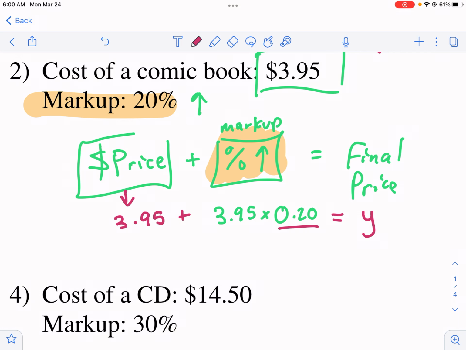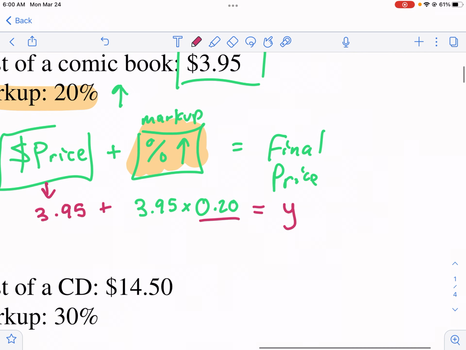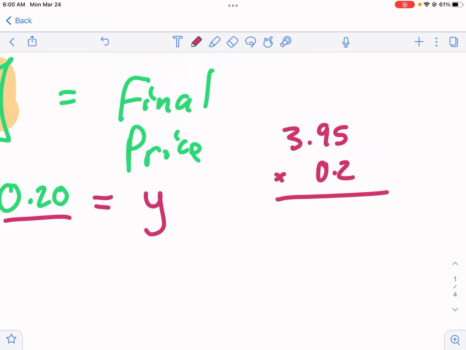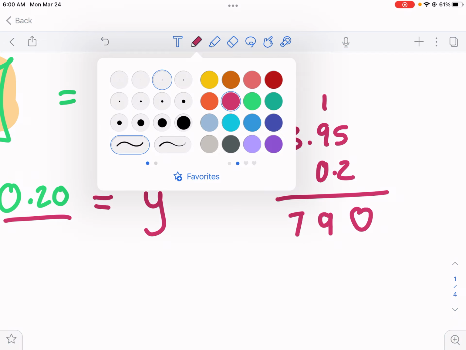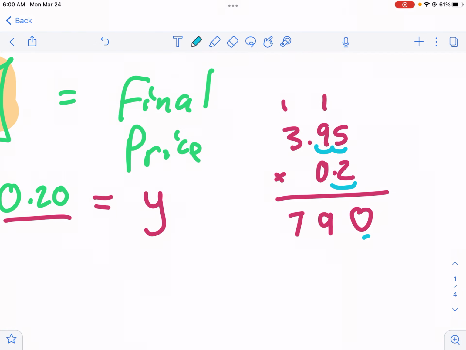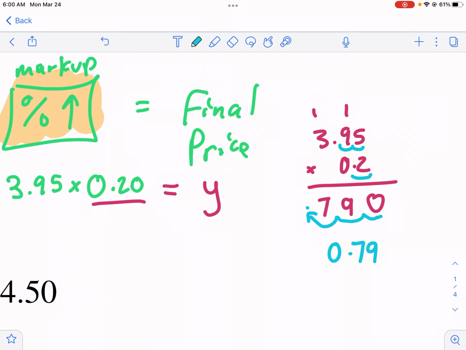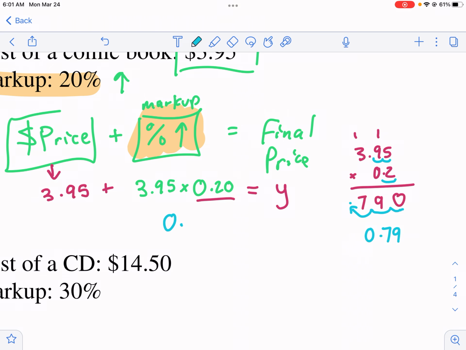Probably the trickiest and most essential part of this is the multiplication. So let's show that real quick, 3.95 times 0.2. You could use a calculator depending on your classroom situation, but I'm going to show you how it would be longhand, just in case you need to do it without a calculator. So 2 times 3 is 6, plus 1 is 7. And then I'm going to move the decimal place 1, 2, 3 times over, and it looks like my answer is 0.79. That's just my markup. So this is going to increase the price by 79 cents. That's what this is telling me.